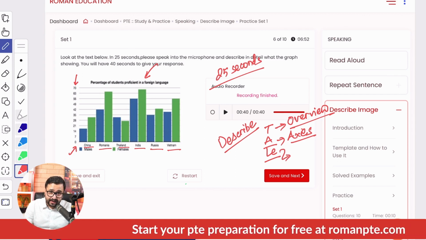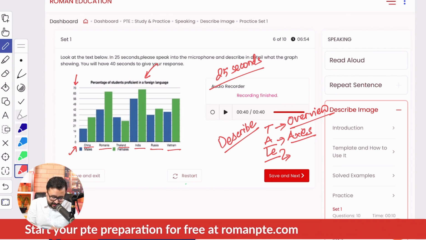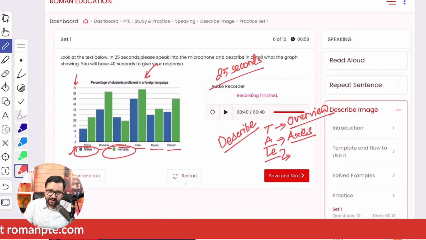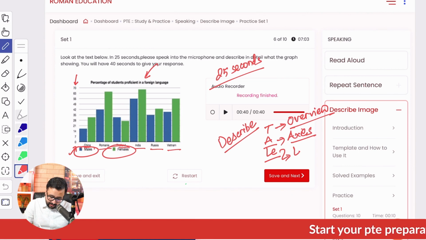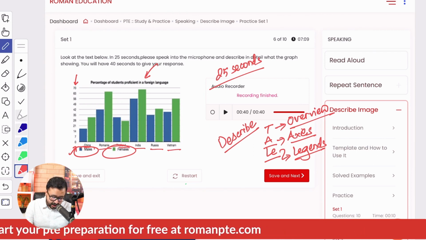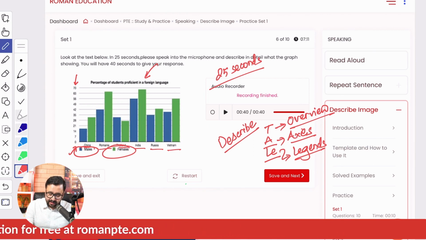The third part that I look at is legend, and this is called legend, which are also called indices or keys, depending on where you are from. So legend, I look at the legends and then just mention them. I can see that, or I can also see that males are in blue color, whereas females are in green color. So now I have described all the key information present on the image.